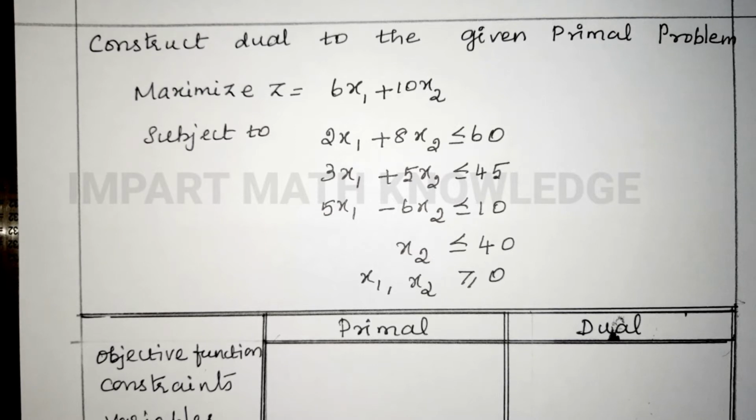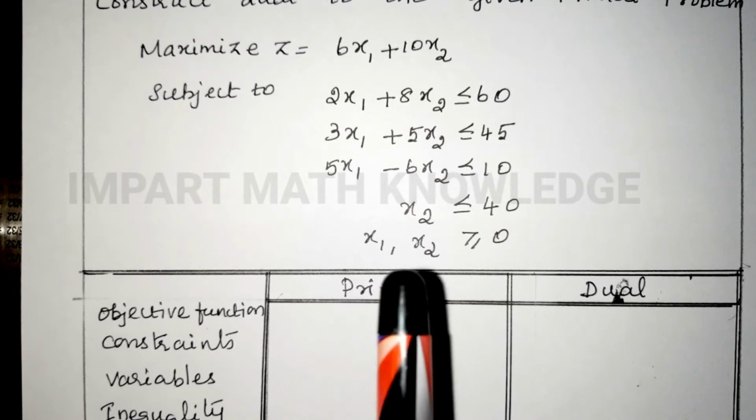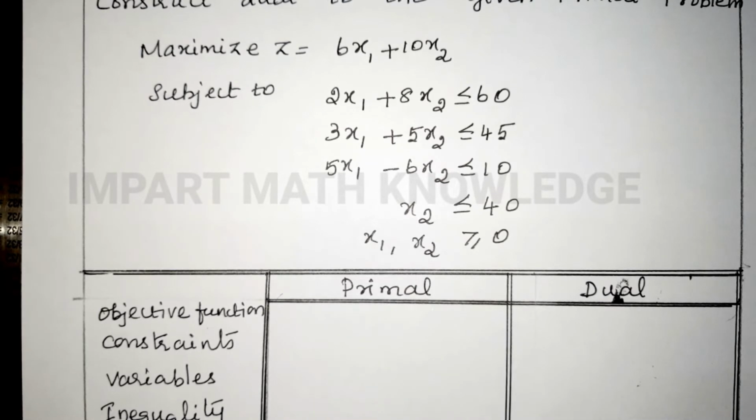The question is to construct the dual to the given primal problem. Maximize Z equals 6x1 plus 10x2 subject to the condition 2x1 plus x2 less than or equal to 60, 3x1 plus 5x2 less than or equal to 45, 5x1 minus 6x2 less than or equal to 10, x2 less than or equal to 40, and the non-negativity condition x1, x2 greater than or equal to 0. The given problem is a primal problem. We have to convert this problem into a dual problem.